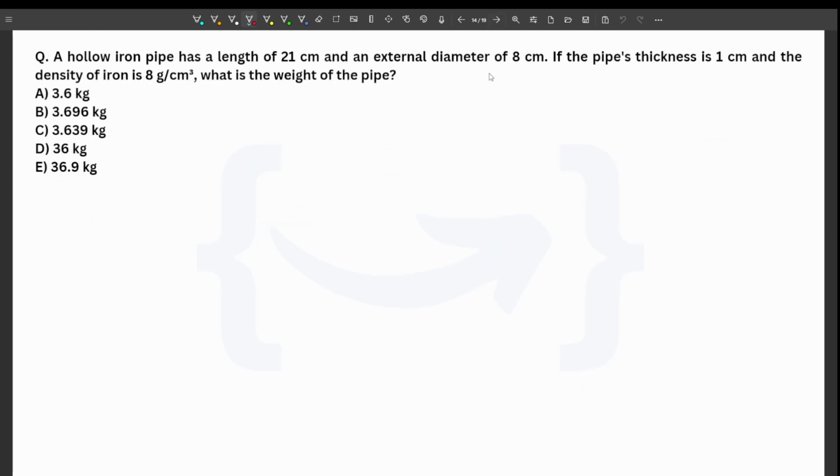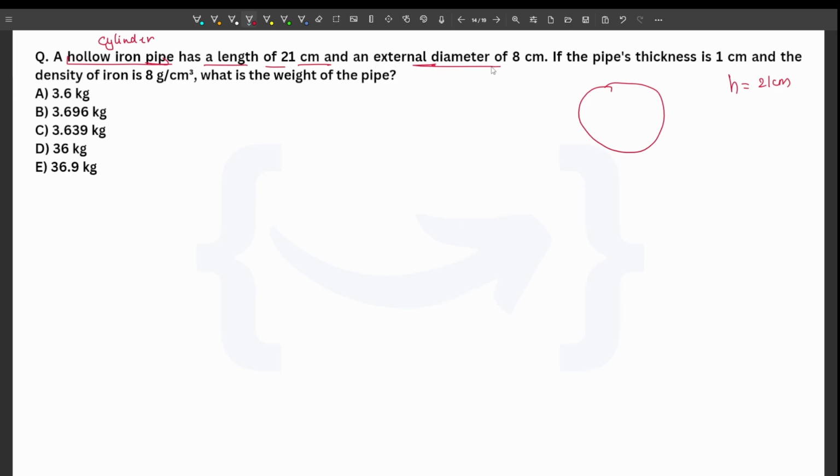Okay. So now let's talk about another one: a hollow iron pipe has a length of 21 centimeter. A hollow iron pipe means it is talking about a cylinder. So let me create a hollow pipe. Apologies for my circle, guys. The hollow pipe's length is 21 centimeter, so the height would be given as 21 centimeter.